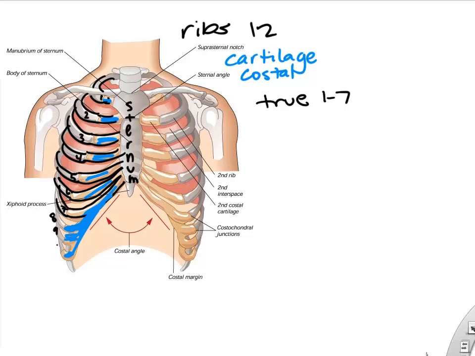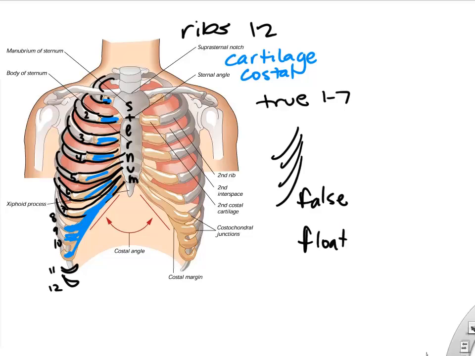If you're wondering why the next ones are called false ribs, well, they're attached to the cartilage of rib 7, so they're still attached, but they have kind of shared cartilage. And there's a couple of floating ribs, 11 and 12, because they don't attach to the sternum at all.